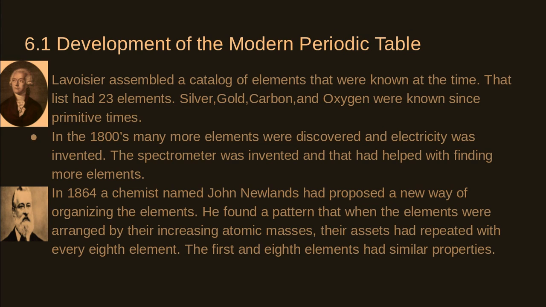In 1864, Newlands proposed a new way of organizing the elements. He found a pattern: when the elements were arranged by their increasing atomic masses, their properties repeated with every eighth element. The first and eighth elements had similar properties.